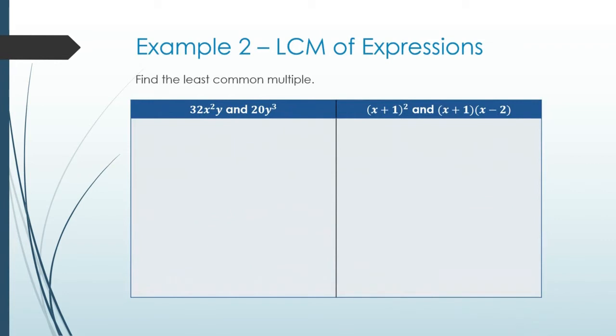So I've got 2 examples here. On the first, on the left, I have 32x squared y and 20y cubed. So you kind of do this in pieces. First you want to find the least common multiple between 32 and 20. So I'm going to just write this, least common multiple of 32 and 20. You could choose to do the table method, or you can choose to do the prime factorization method.